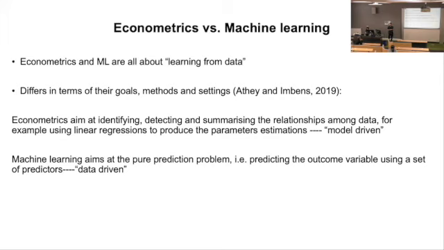Econometrics is all about identifying, detecting, and summarizing the relationships among our data. For example, we use linear regressions to produce parameter estimation. So we call it model-driven. However, machine learning aims at the pure prediction problem. We fit a set of predictors to predict an outcome variable of our interest. So we call it the data-driven model.